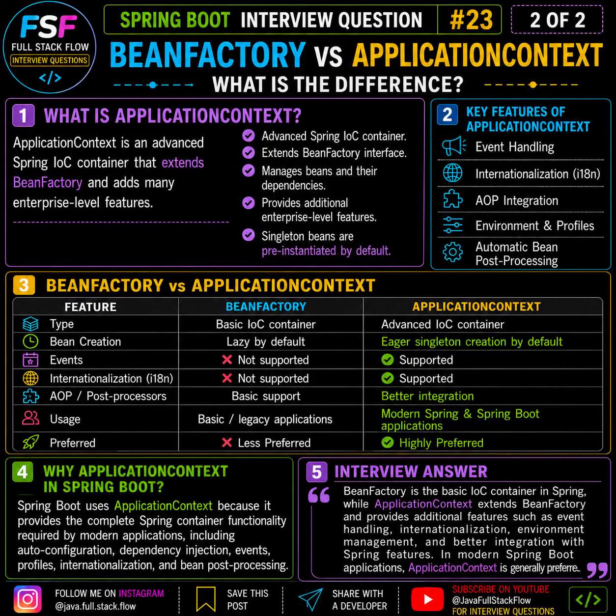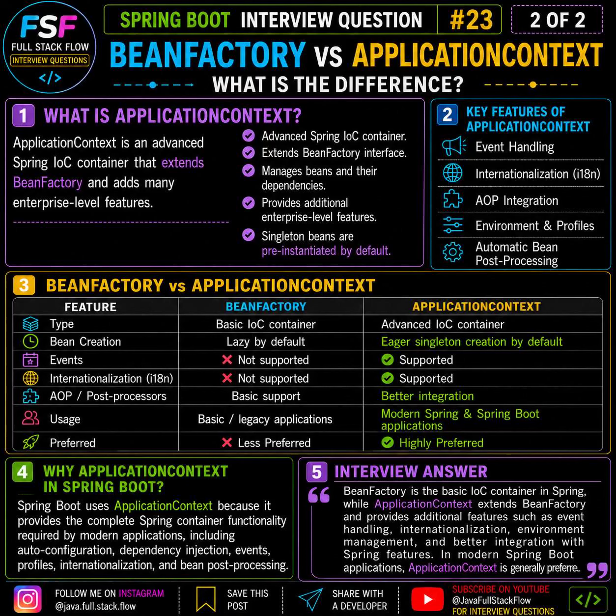Next, when we talk about AOP and bean post processing, application context provides better integration with these Spring features. Next, BeanFactory is used in basic or legacy applications, and application context is used in modern Spring and Spring Boot applications. BeanFactory is less preferred and application context is highly preferred. So in simple terms, BeanFactory is a basic IOC container. Application context is an advanced IOC container plus additional Spring features. So that is the main difference between these two.